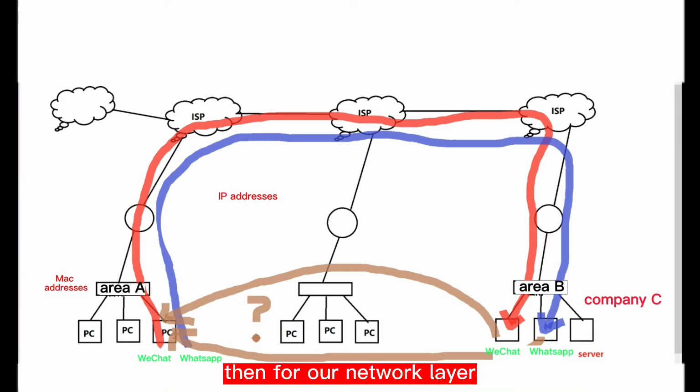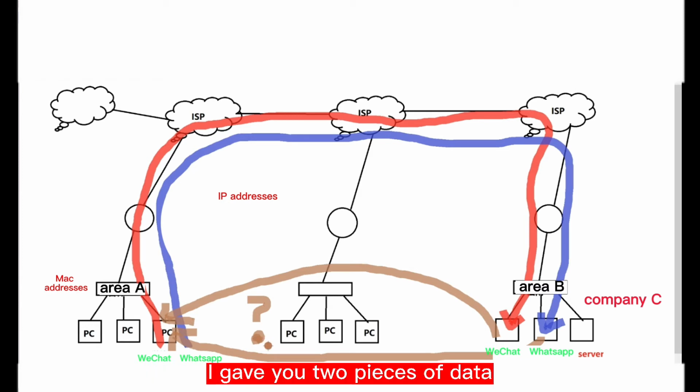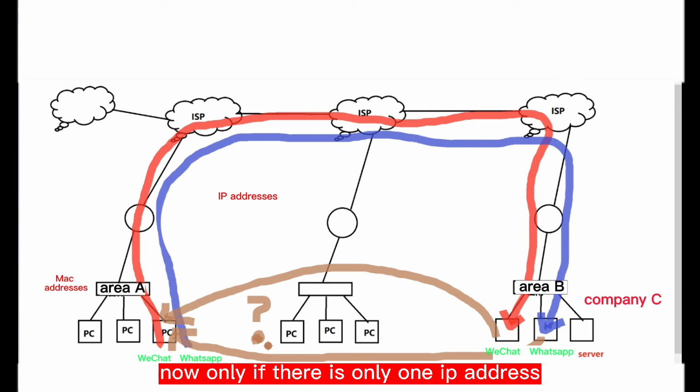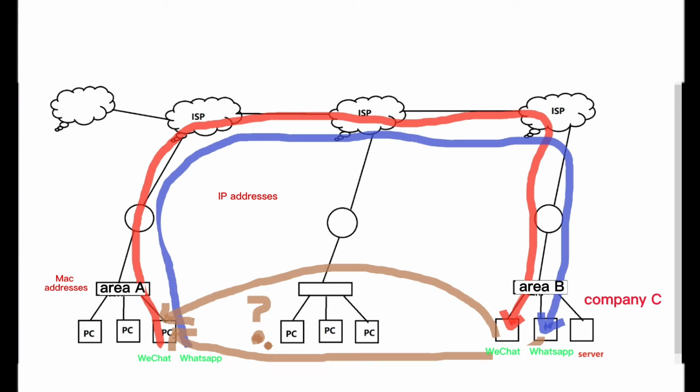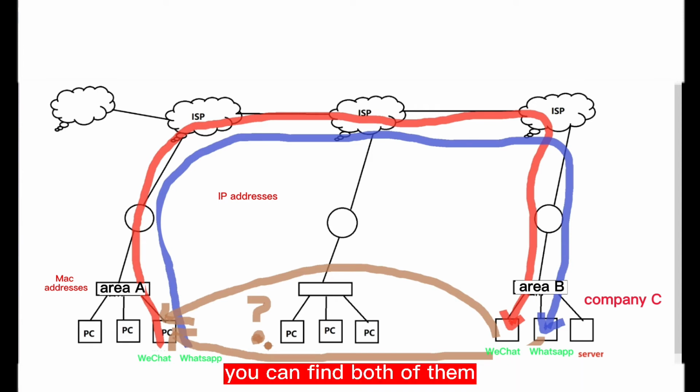Then for our network layer, now there are 2 servers at the same time, and they give me 2 pieces of data. Do you know which data is WeChat and which data is WhatsApp? This creates a new problem. If there is only one IP address, then all the business you visit can communicate with you when your data is passed, because the server addresses of WeChat and WhatsApp are different, and you can find both of them. But when they return to you, you only have one IP address. When they send you the data, how do they distinguish between your applications on the device?